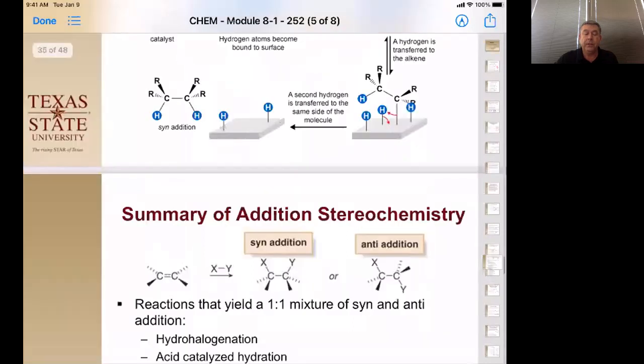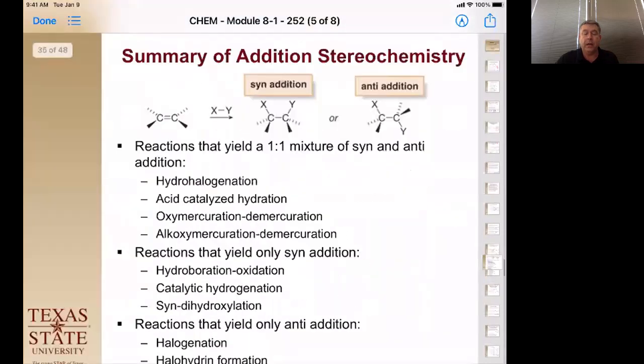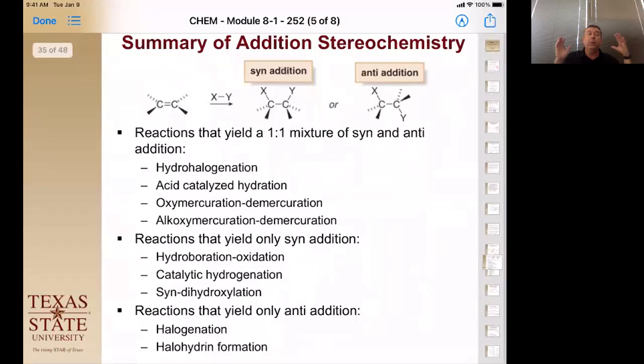All right, so now I'm going to give you a summary of our stereochemistry and which reactions give us syn addition, which reactions give us anti-addition. The ones that go through that carbocation give us a mixture of our syn and our anti.